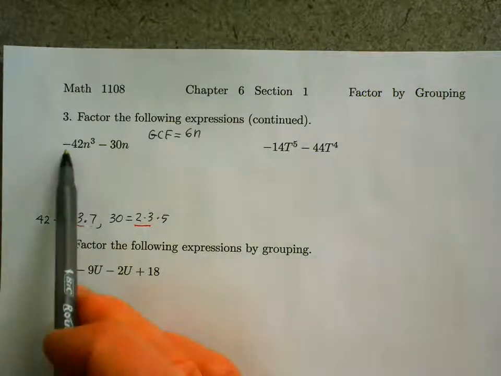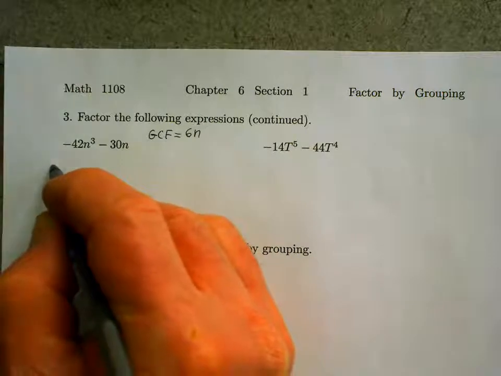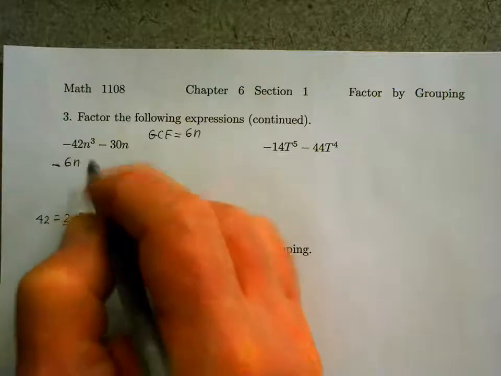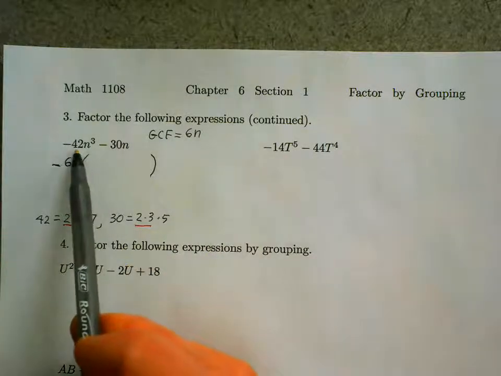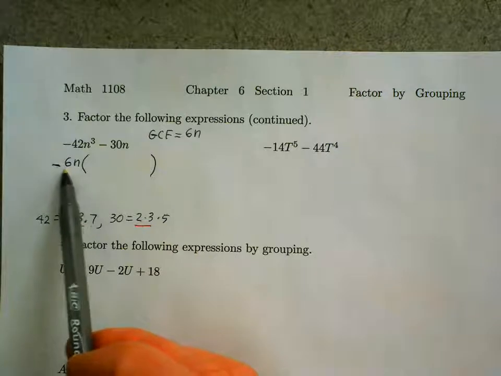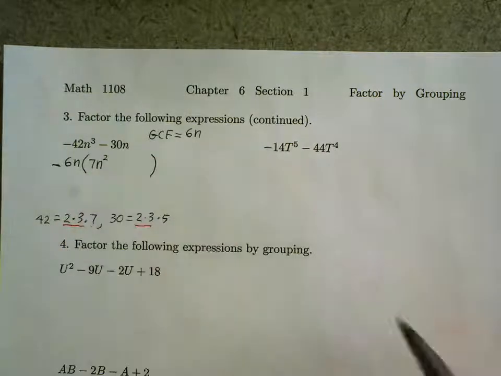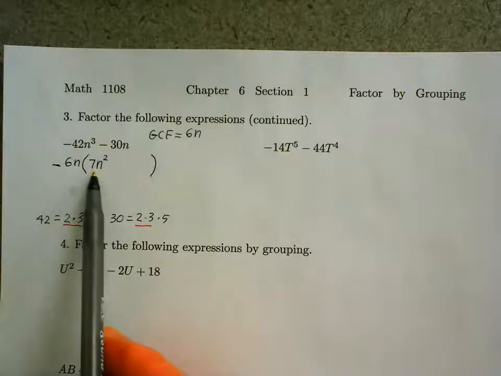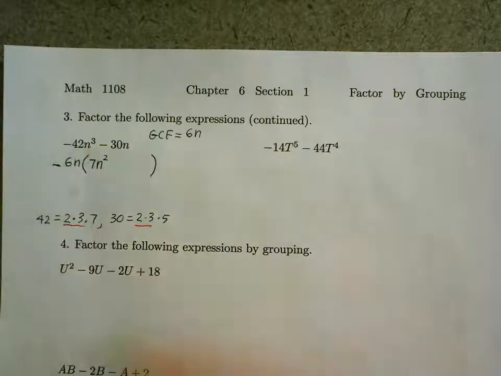Okay, so since the first term on the left, also called the leading term, has a negative coefficient, I tend to factor out the negative of the greatest common factor, factor out negative 6n. And then negative 42n to the third divided by negative 6n is positive 7n to the second. And you can check by multiplying that you're factoring correctly. Negative 6n times 7n to the second is negative 42n to the third.